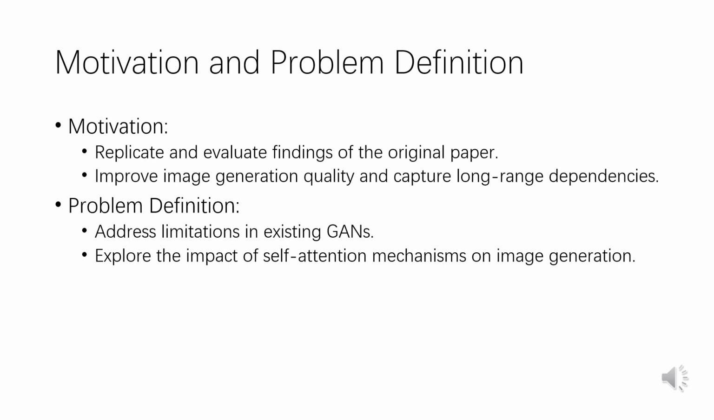Let's dive into why this project matters. We already know the GAN. The traditional GAN has some limitations in capturing long-range dependencies. The motivation here is to replicate and evaluate the findings of the original SAGAN paper. The problem I'm addressing is how introducing self-attention mechanisms into GANs can enhance image generation quality and capture long-range dependencies.